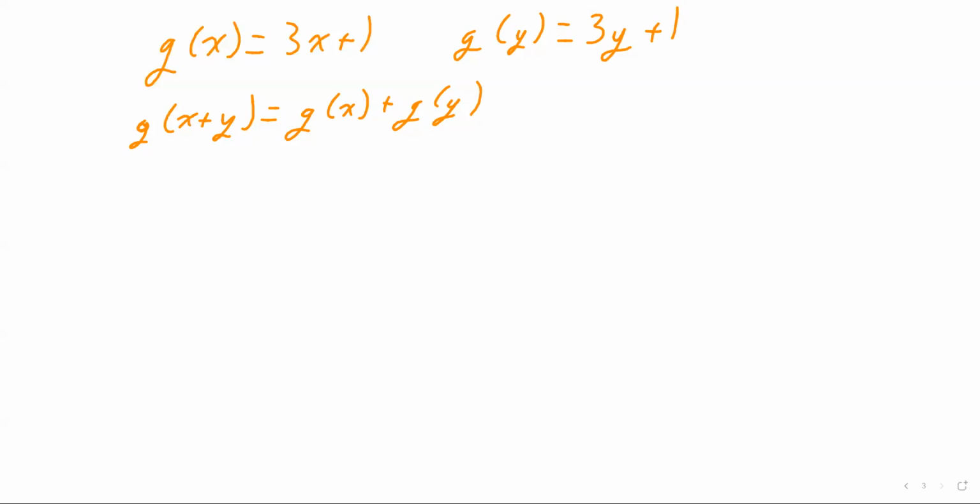I start off with the left side. G of X plus Y. What does that equal? Close. We're missing something. 3 parentheses, and what's going to go in the parentheses? X plus Y. Am I done there? Or am I forgetting that plus 1 that was there?